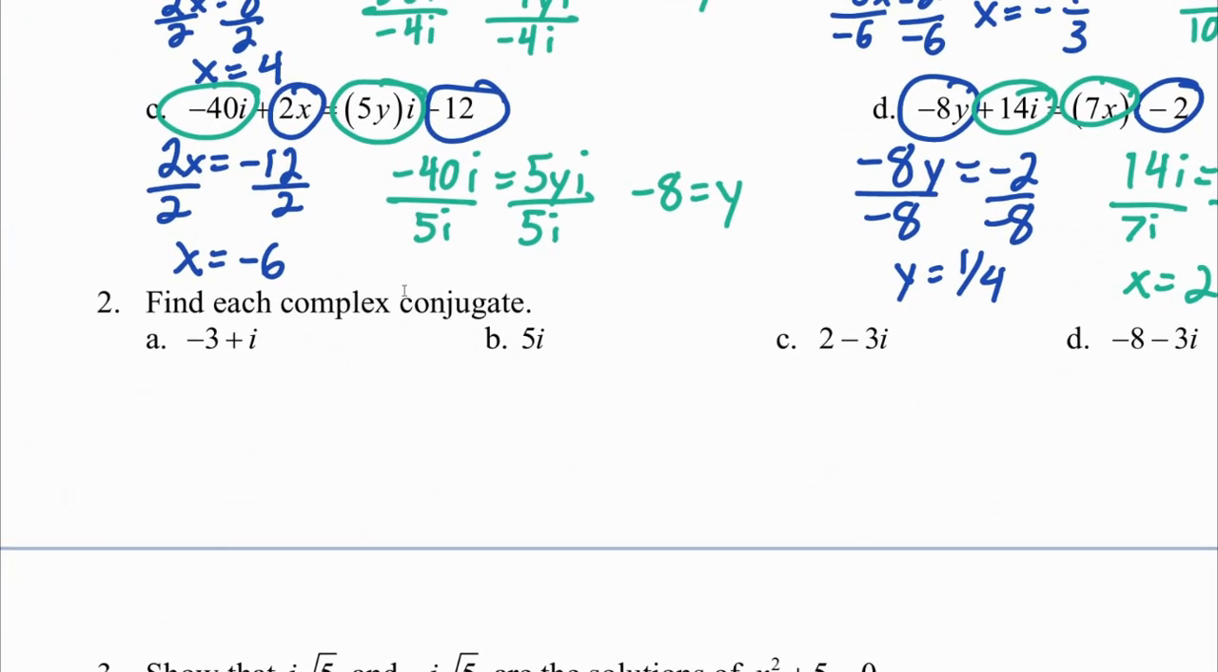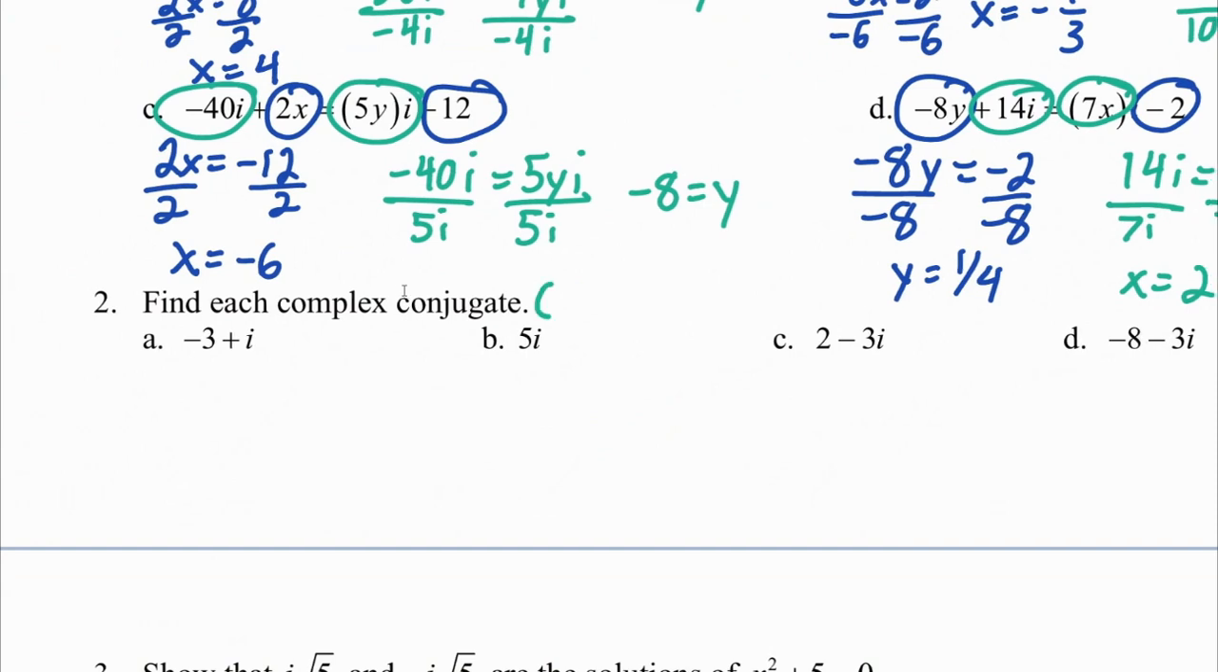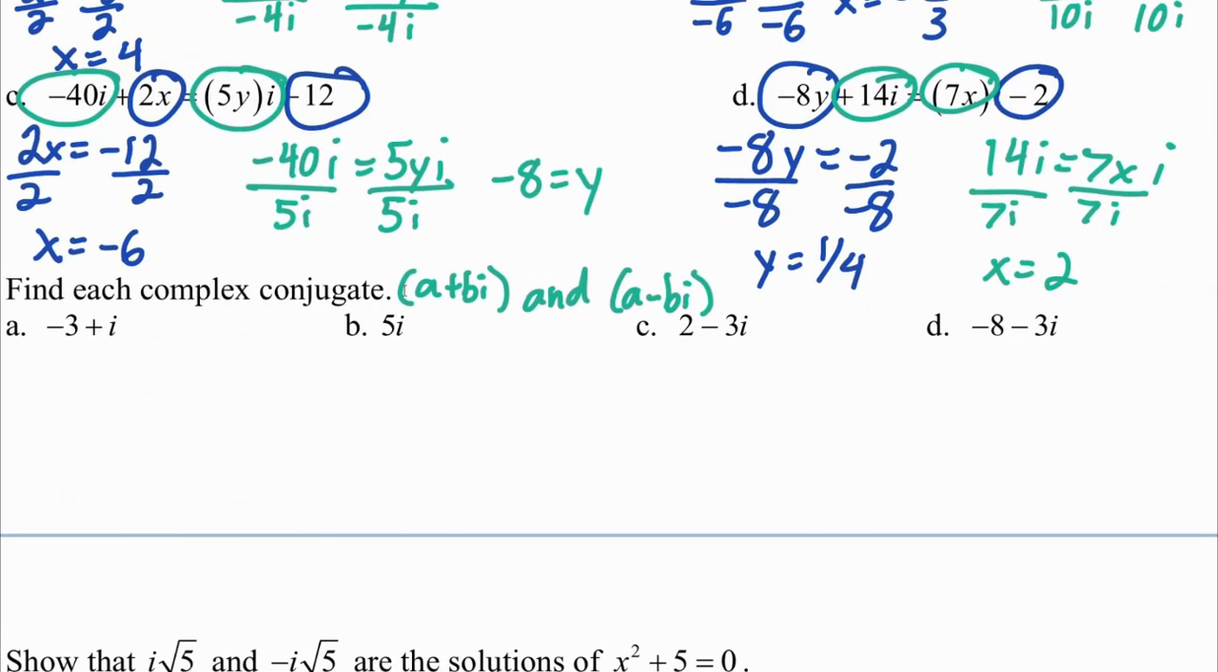So this wants us to find the complex conjugate. Complex conjugates are when we have a number, a complex number like a plus bi, and we have the same two numbers, but instead they're split by the opposite sign. So these are what we consider complex conjugates.